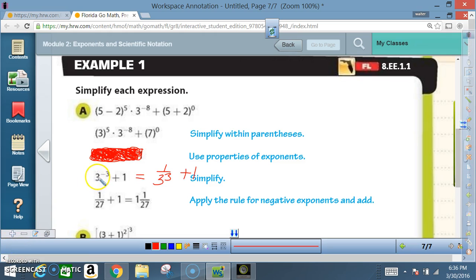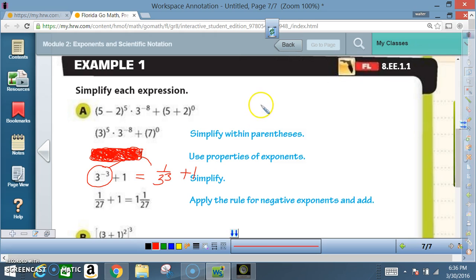All right, so now we end up with 3 to the negative 3 plus 1. Don't forget, 3 to the negative 3 can be rewritten as 1 over 3 to the positive 3. And then we bring along that plus 1. Now, what is 3 to the 3rd? That's equal to 27. So we end up with 1 over 27 plus 1. That's that 1 right there.